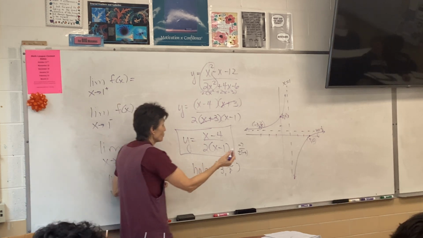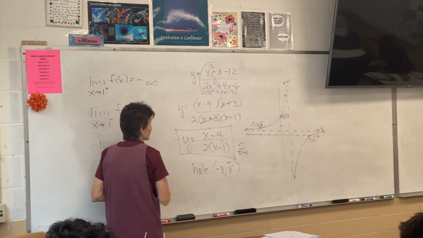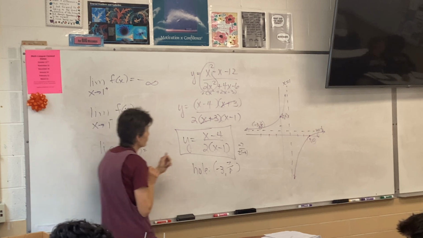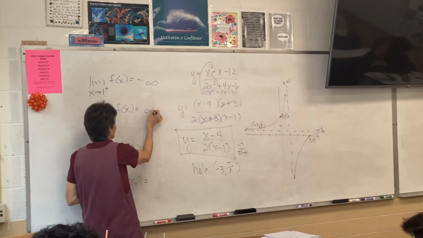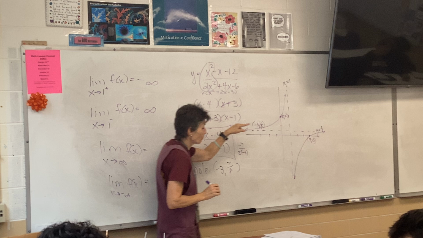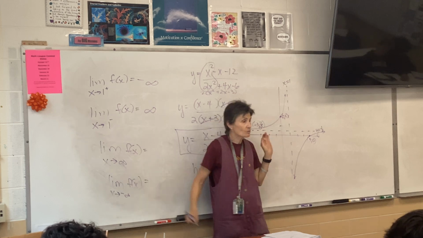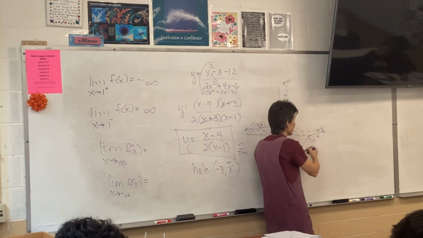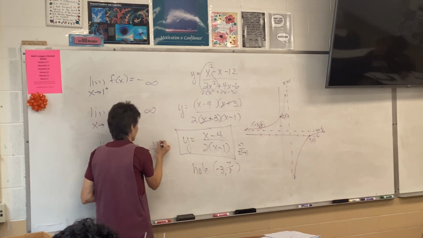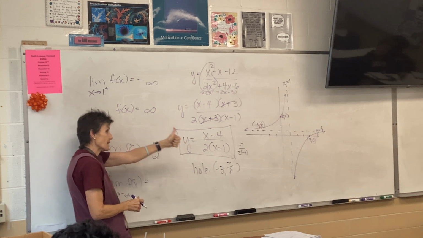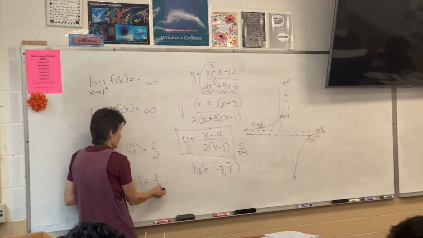So, as we approach 1 from the right, we're going down. As we approach 1 from the left, we're going up. As x goes to infinity, that's this way. What's happening? I'm getting closer to the left from the bottom. And as I go to negative infinity, I'm getting closer to a half from the top.